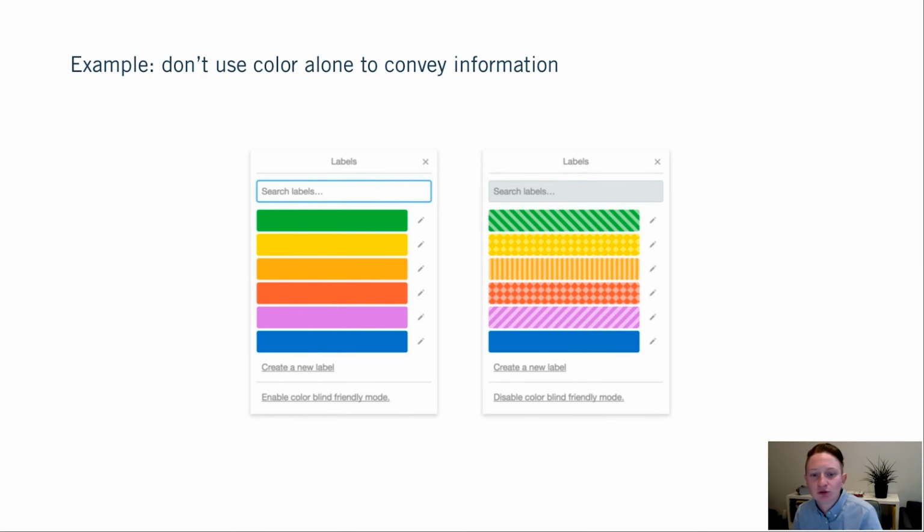So there you need to introduce another tool to convey the same information. And what Trello did is that they introduced what they call the colorblind friendly mode, which adds patterns to the labels. So you don't rely anymore only on color. You rely on pattern and the contrast in those patterns instead.